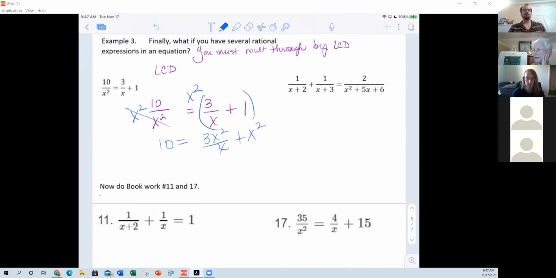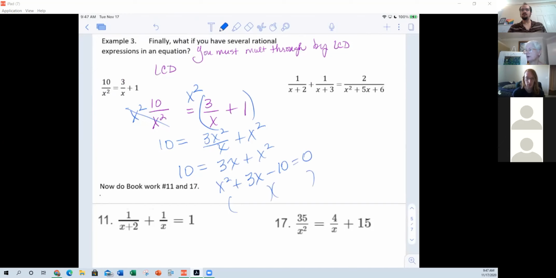whole second part. So I'm going to have 10 equals 3x plus x squared. And then I need to set that equal to 0. So that's going to be x squared plus 3x minus 10 equals 0. And that will factor.